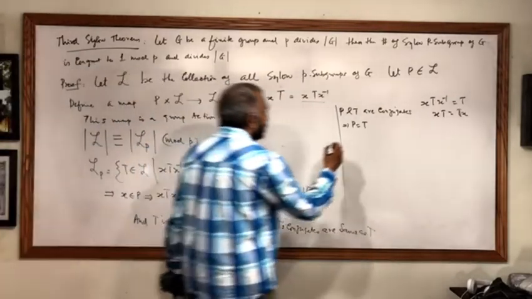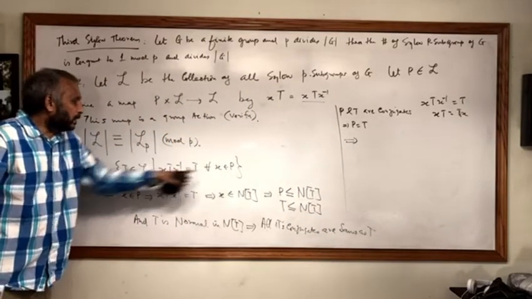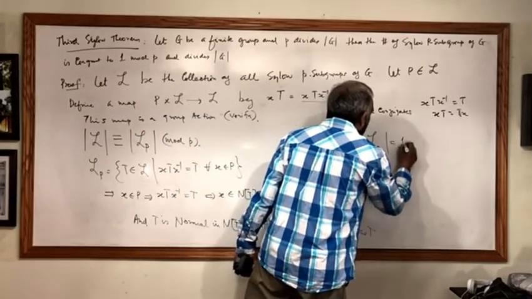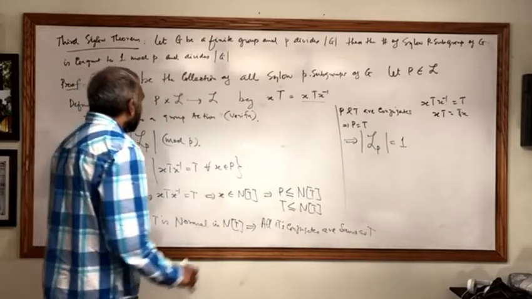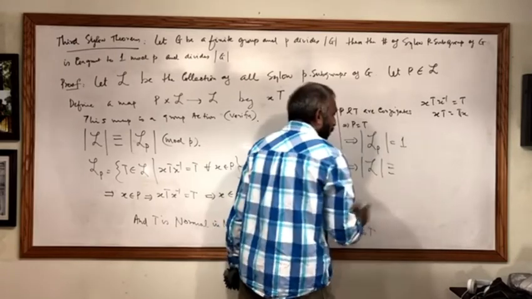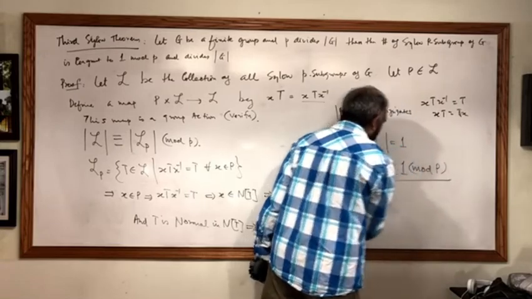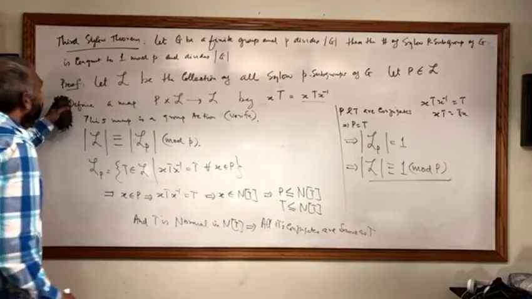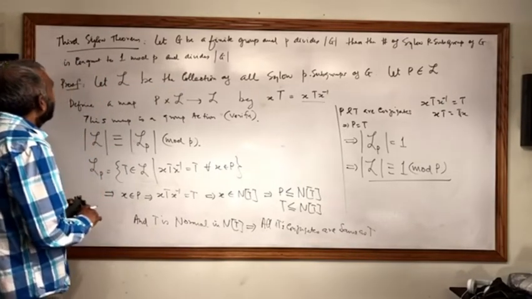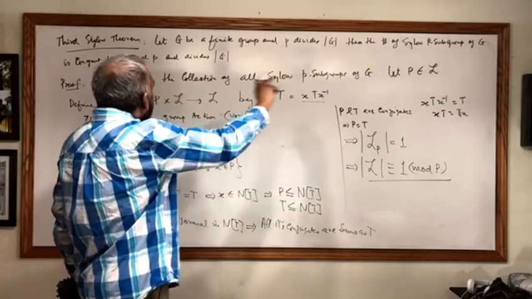And that implies in here there is only one element. That implies LP is equal to 1. And that implies L is congruent to 1 mod p. That is the first part, and we still have to prove that the number of Sylow P subgroups divides G.